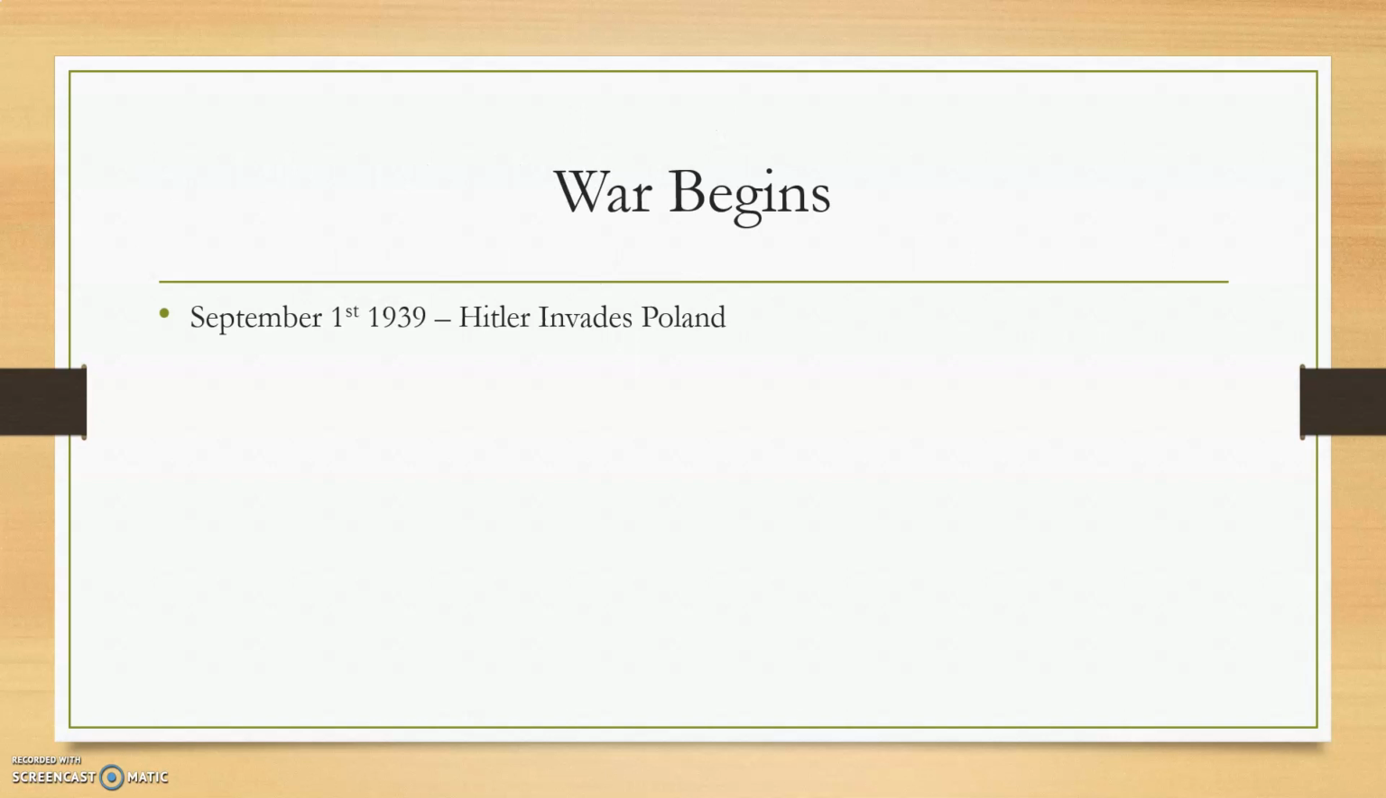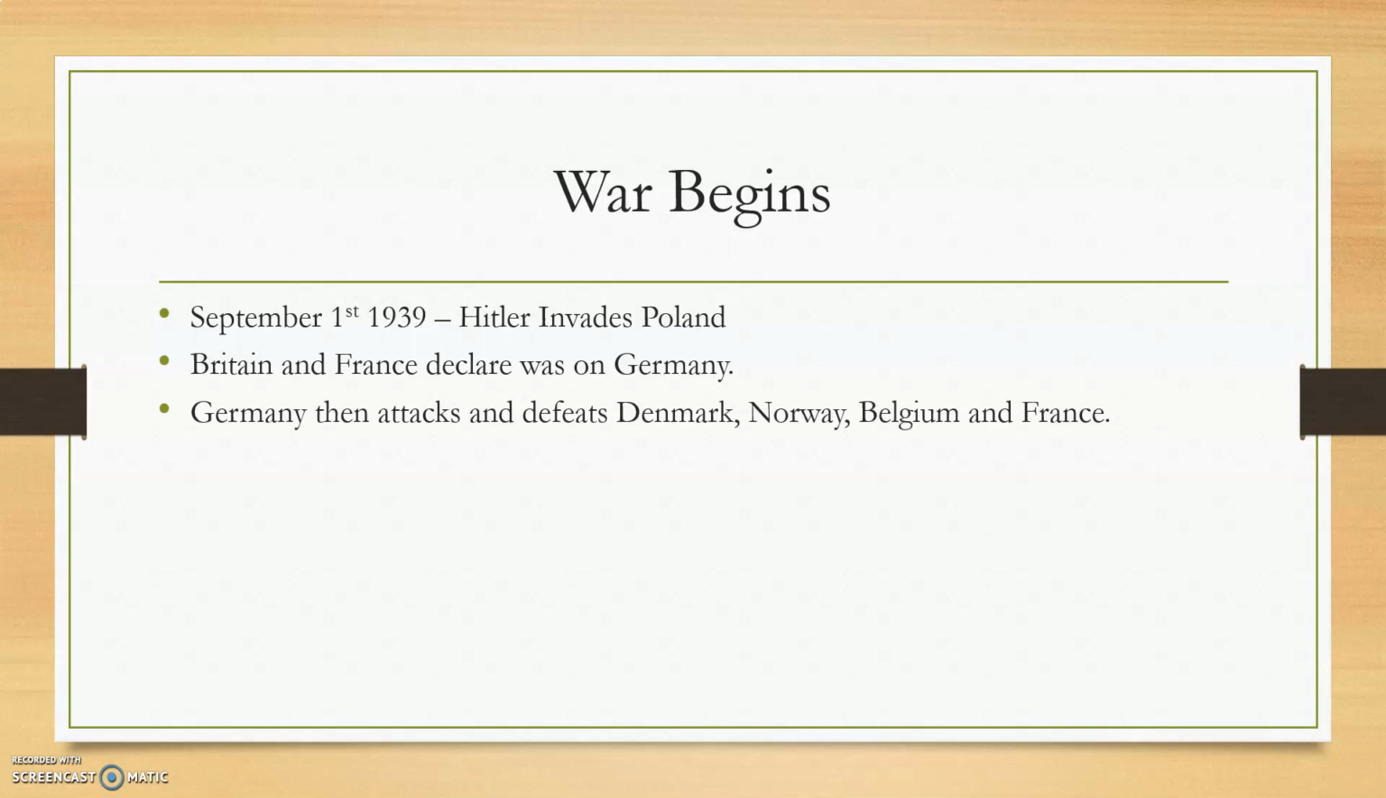So war begins. We said September 1st, 1939 is the official start of the war because Hitler invades Poland. As soon as he does this, Britain and France declare war on Germany. Germany is then going to attack Denmark, Norway, Belgium, and France. They're going to use a version of the Schlieffen Plan, attacking France through Belgium as they did in World War I. The battle or retreat of Dunkirk, France is going to fall very quickly.